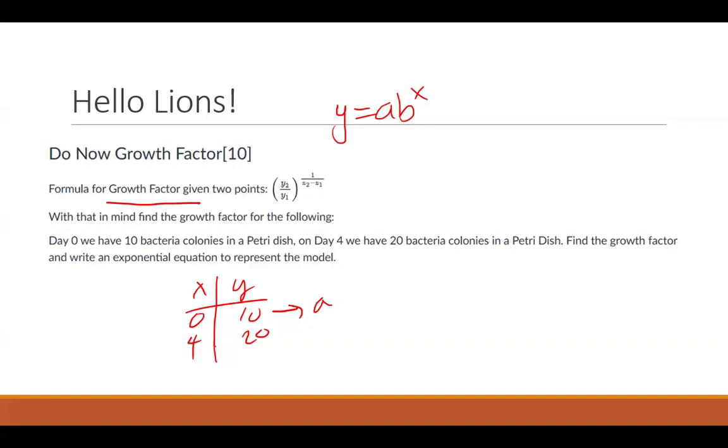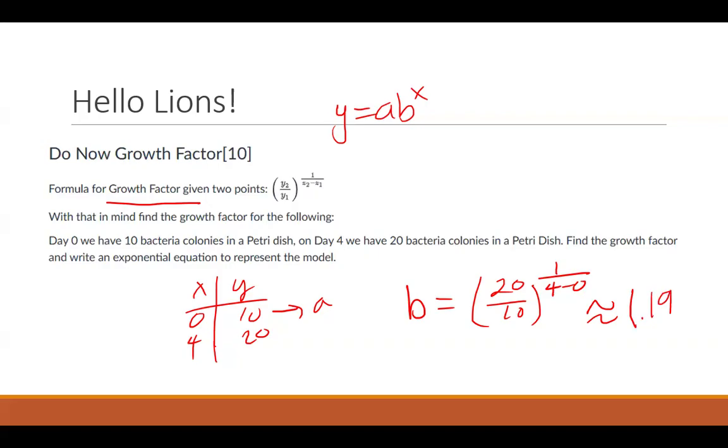So when I'm plugging this in to find my B, you should have done 20 divided by 10 to the 1 over 4 minus 0. Literally is what it's telling you to do. Take your X's, take your Y's, plug them in. And you should have gotten the approximate value of what? Anybody? Everybody? Is that what we got?